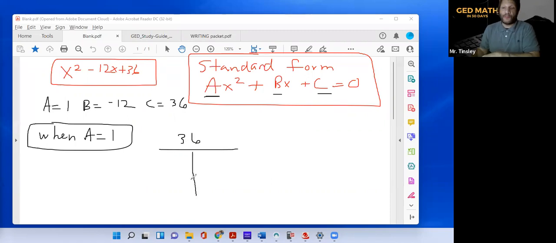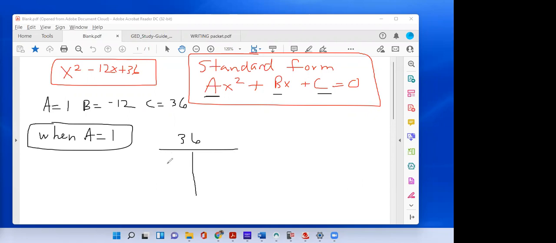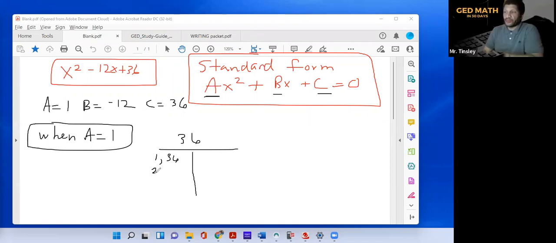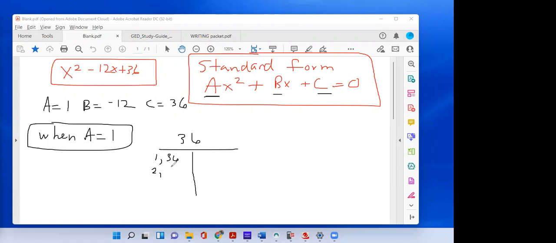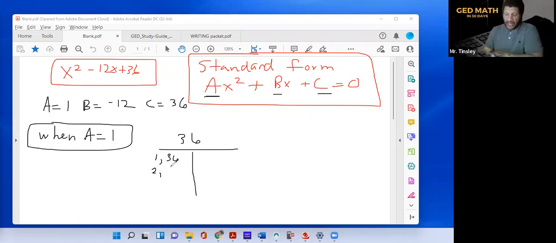What are the factor pairs of positive 36? What two numbers can I multiply together that give me 36? We're going to start with 1. 1 times 36. 2 times 18.